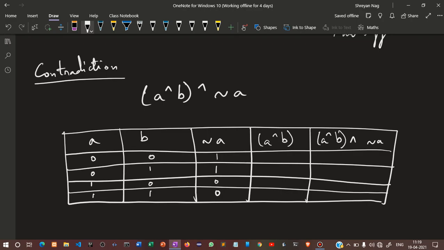And A conjunction B is saying that if both of the values are true, then only the output will be true. So we can see that only the last row is 1, the rest will become 0. Now again the conjunction of the negated A and this part. It is again saying that if both of the values are true, then only the output will be true. So 1 0, not true, false. 1 0, false. 0 0, definitely false. So here you can see that all the values for this one are 0, so we can say that it is a contradiction.